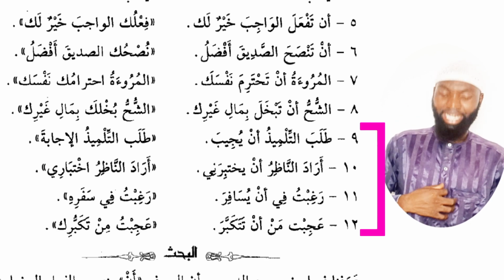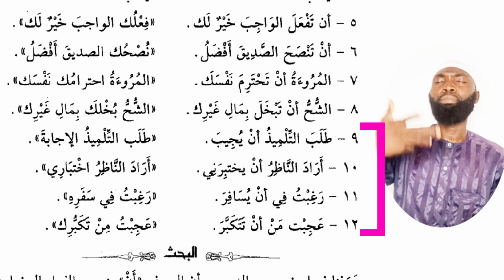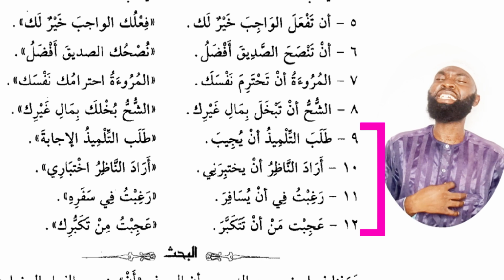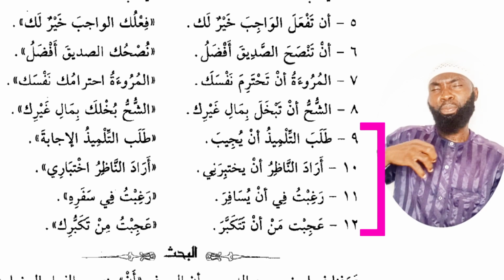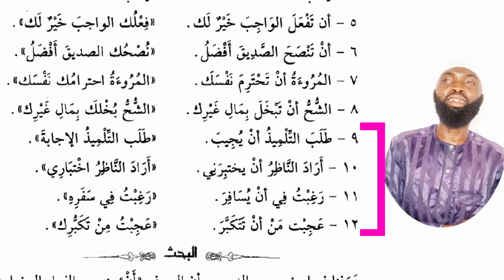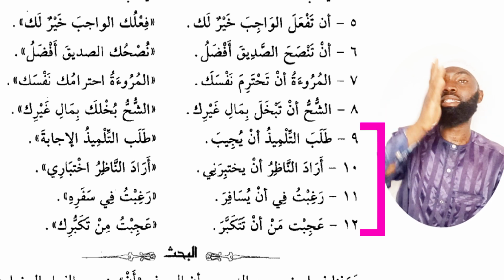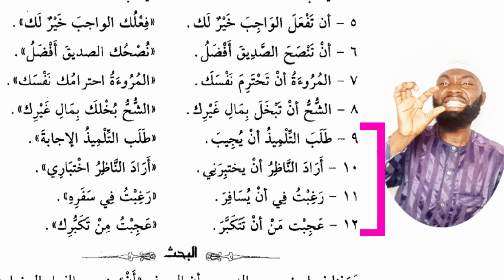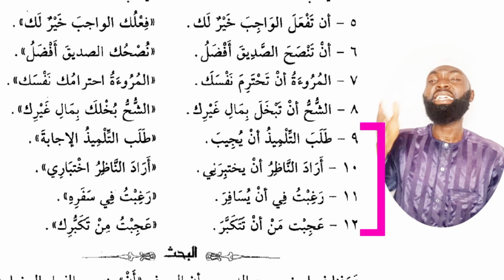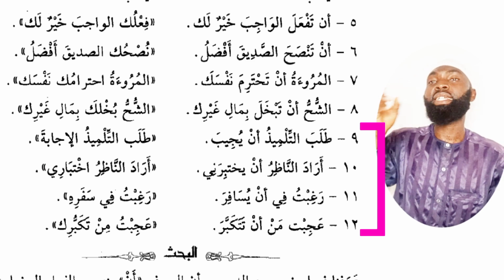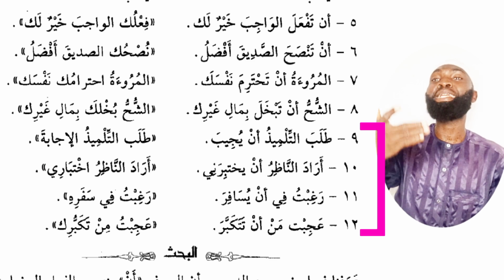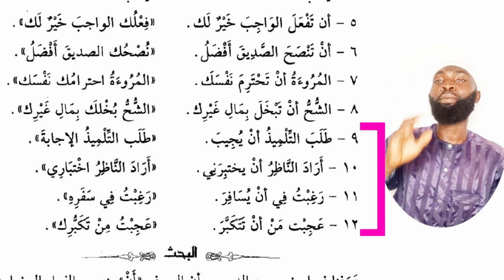Lastly, ajibtu min an tatakabbaru. I am surprised that you act arrogantly. Ajibtu min takabburika. Oh, I'm surprised at your acting arrogantly. MashaAllah. You can see all of this. On the left hand side, we see all of the words used as the direct masdar, the direct verbal nouns. While on the right hand side, these same verbal nouns, their present tense verbs are being used with the word an to convey the implied meaning of the masdar of the verbal nouns.